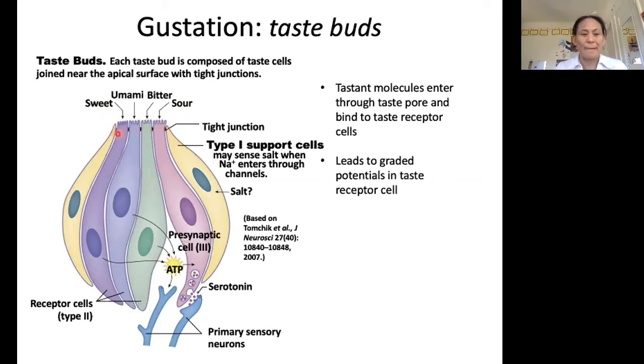between the cells. So the way that we taste, at least for these three taste sensations, sweet, umami, and bitter, which I'll talk about in a little bit, is that these are molecules that bind to receptors on these cells. That leads to a G protein mediated cascade. And then eventually that leads to a graded potential that then releases neurotransmitter onto these neurons here.